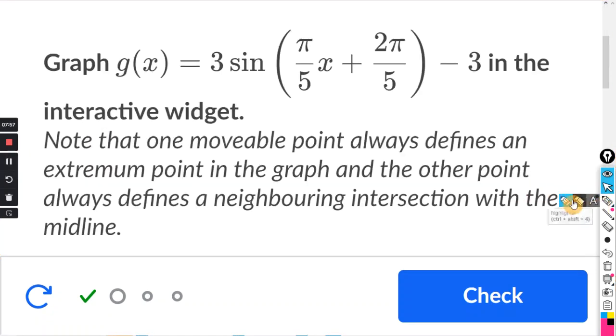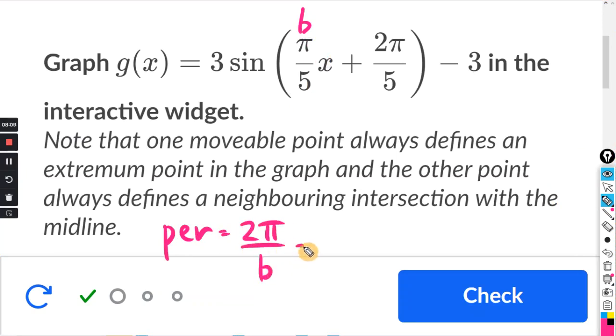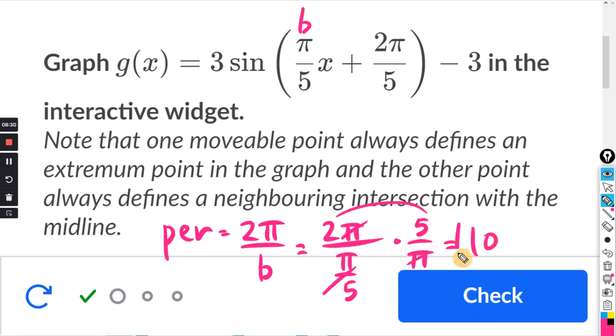All right, let's do the period. The number that's times x is your value for b, and we know the period is 2 pi over the absolute value of b. So that's going to be 2 pi over pi over 5. Keep, change, flip. Keep the numerator, change division to multiplication, and flip pi over 5. Pi over pi cancels. We're multiplying. 2 times 5 is 10.